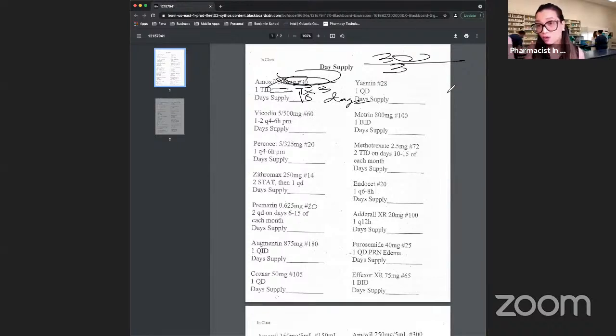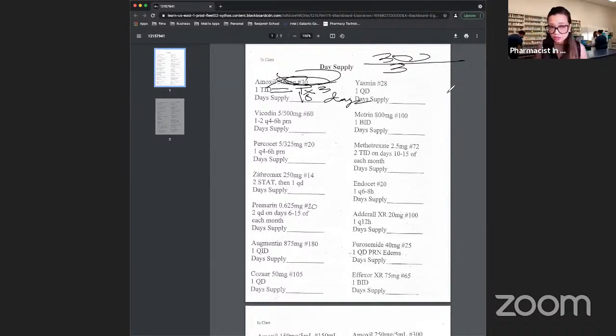So when you write Q fast, the O may look like an I. Okay? QD is quaque die. Okay? QOD is quaque other die, every other day. And then your QID is quarter in die, or if you want to remember it as quad. Okay? So day supply, going back. Some of these strengths are not available anymore, like this Vicodin, 5 per 500 milligrams, it's not available anymore. But for purposes of computation, focus on the quantity and then focus on the SIG.